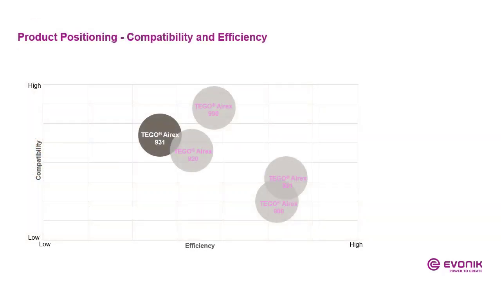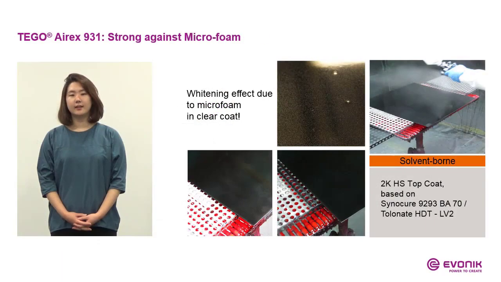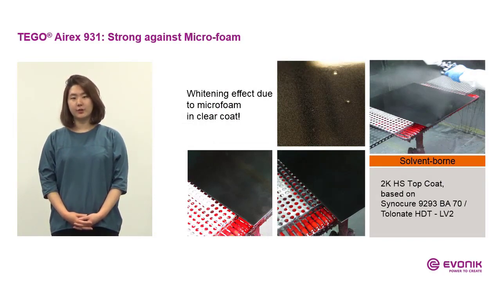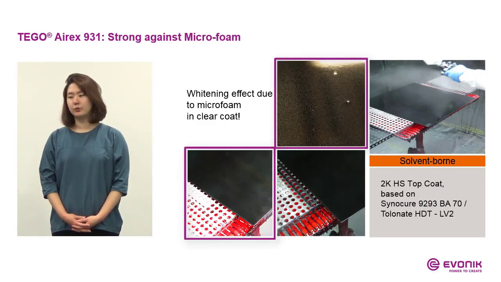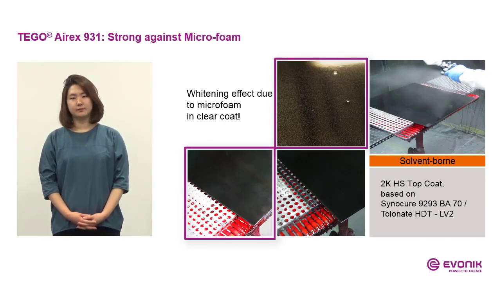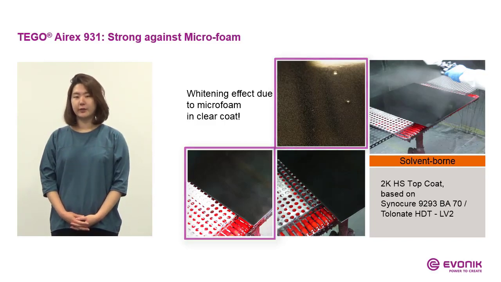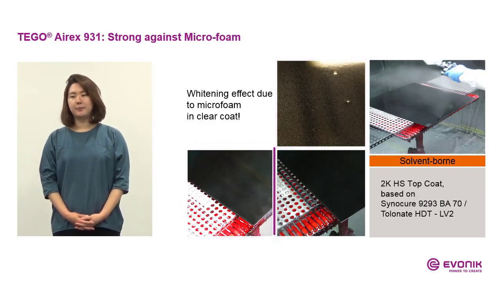Among the 5 highlighted products, this is ranked as the second place in terms of compatibility. It is not the most efficient deaerator, but it is a nice universal deaerator mainly for wood and industrial coatings. TEGO Airex 931 is especially strong against microfoam. As you can see in the picture, you see some whitening effect due to microfoams in the clear coat. But by using TEGO Airex 931, you can see better results on the far right corner.